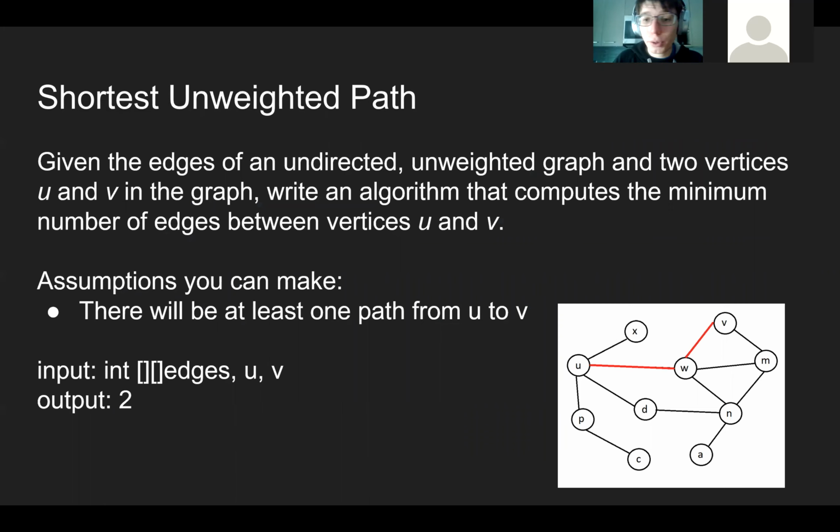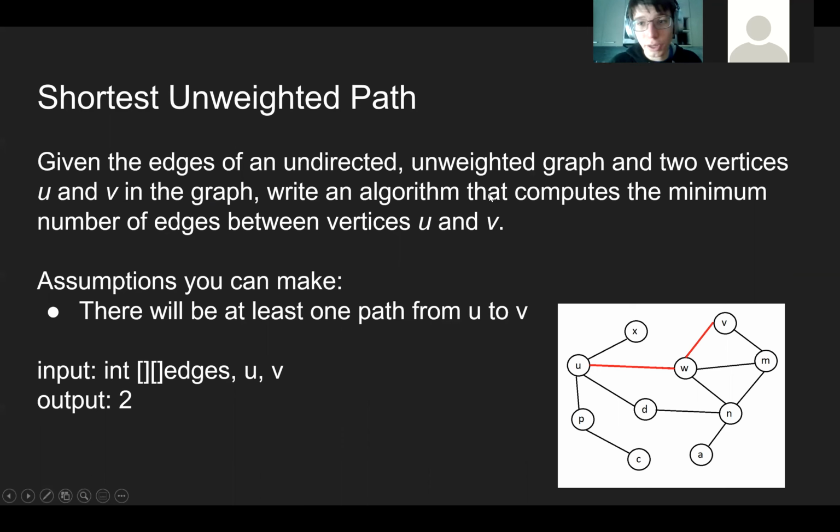All right, and the next one we're going to talk about is shortest unweighted path. So if we're given the edges of an undirected, unweighted graph, that's pretty much the graphs we're working with today. And that's probably the most common type of graph to work with, or I guess the simplest. It depends on what you're doing, but it's probably the one you'll see the most.